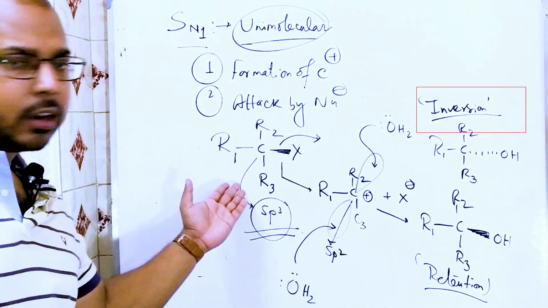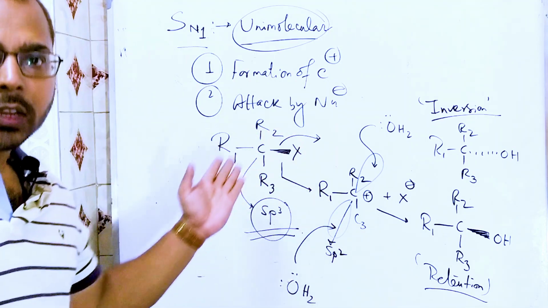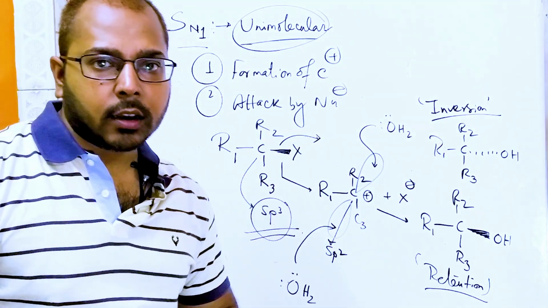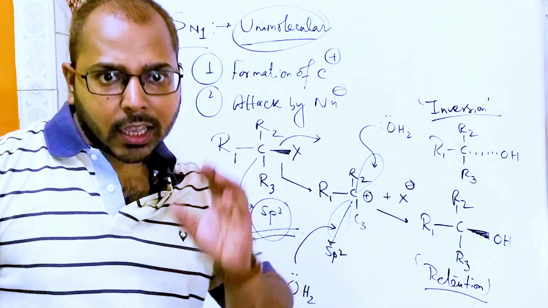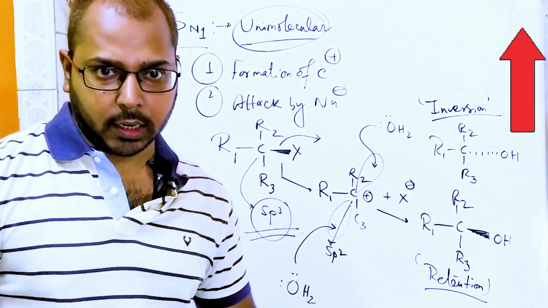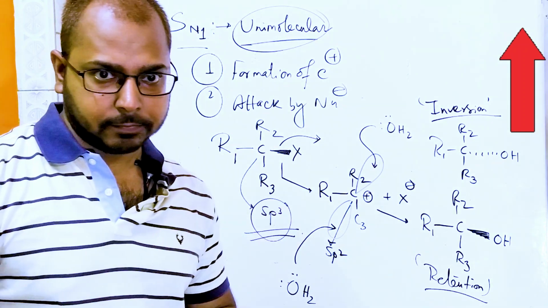If it was R, then the product will be S. If it was S, then the product will be R. Got it? If you have not watched the RS nomenclature, please have a look at that. You will understand all these things.